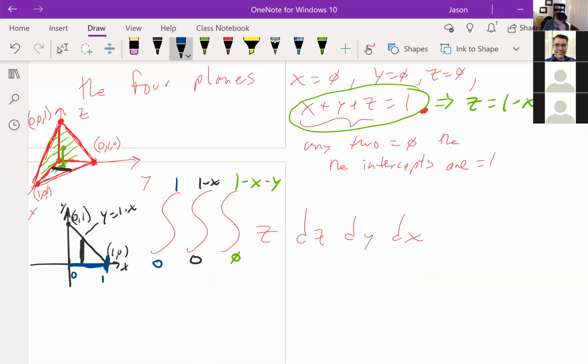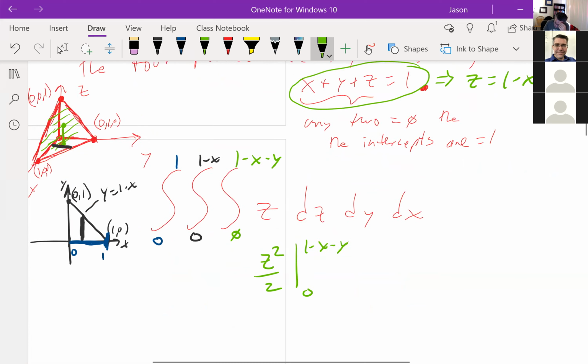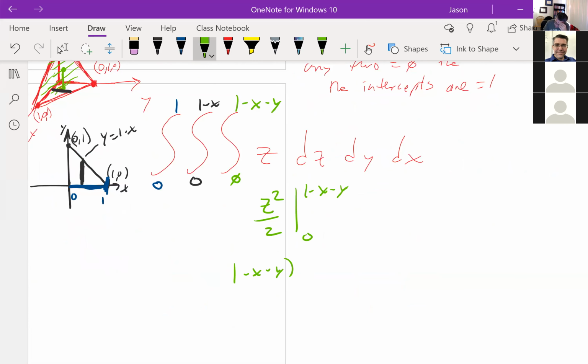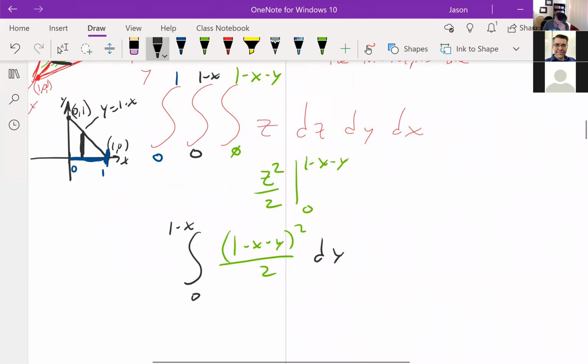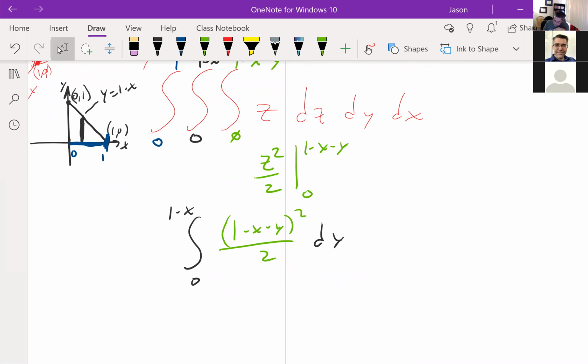Let's integrate on z. So z, that's going to be z squared over 2, from 0 to 1 minus x minus y. So this is going to be (1 minus x minus y) squared over 2. Now this is with respect to dy. Maybe I'll keep it color coded here. dy goes from 0 to 1 minus x. Okay, so now I can integrate this. I could do a u du substitution if I wanted to.